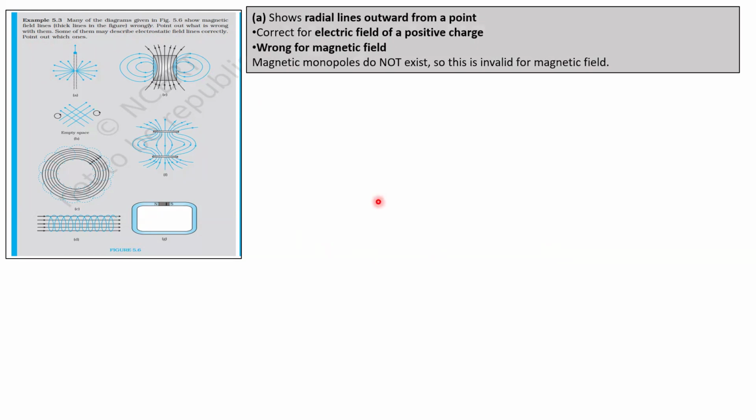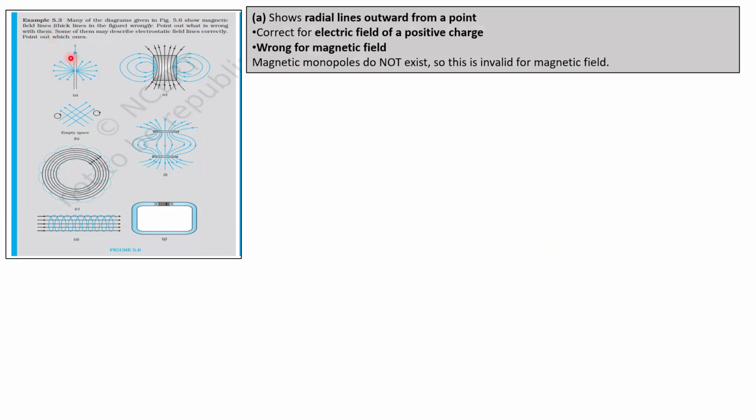Example 5.3. Many of the diagrams given in the figure show magnetic field lines. Point out what is wrong with them. Some of them may describe electrostatic field lines correctly. Point out which ones. Okay, we'll start with the first diagram.